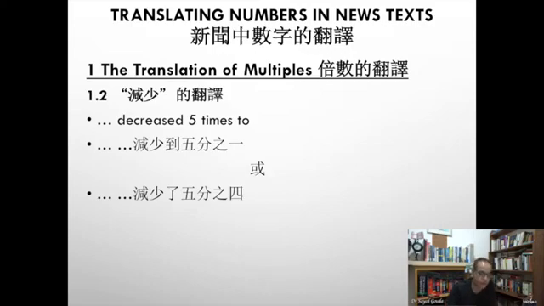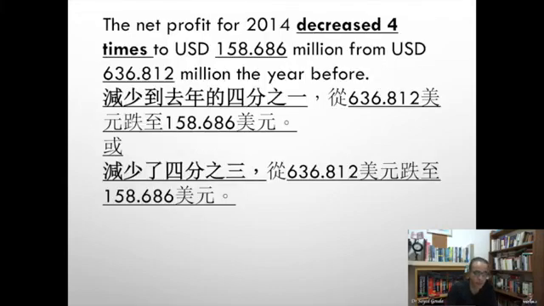Decreased, it's the same. Decreased 5 times, decreased by 5 times. Again, is it 减少了什么什么倍 or 减少到什么倍? Like, for example, decreased 5 times, is it 2? Decreased to 5 times, decreased by 5 times. Is it 减少到1/5 or 减少了4/5? For example, this sentence: the net profit for 2014 decreased 4 times to $158.686 million from $636.812 million the year before. So it should be 减少到去年的1/4 or 减少了3/4.